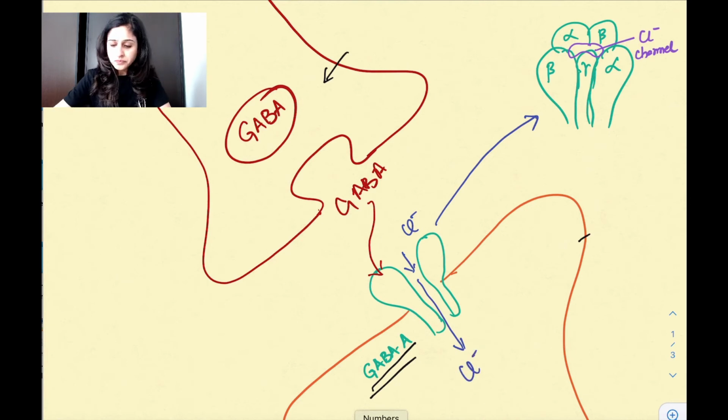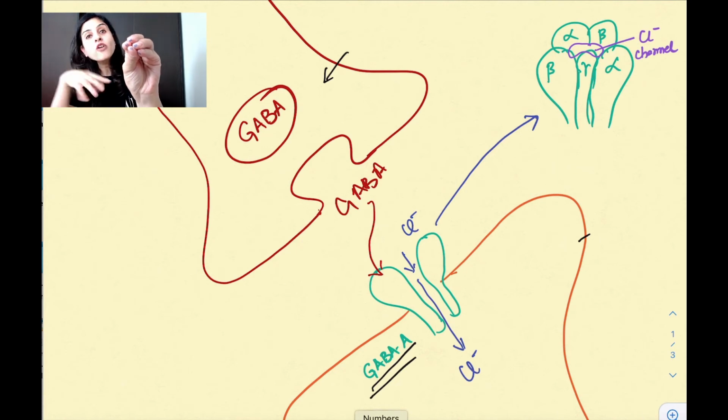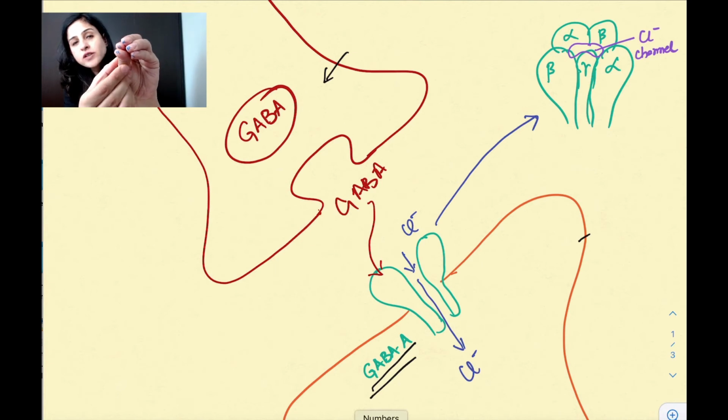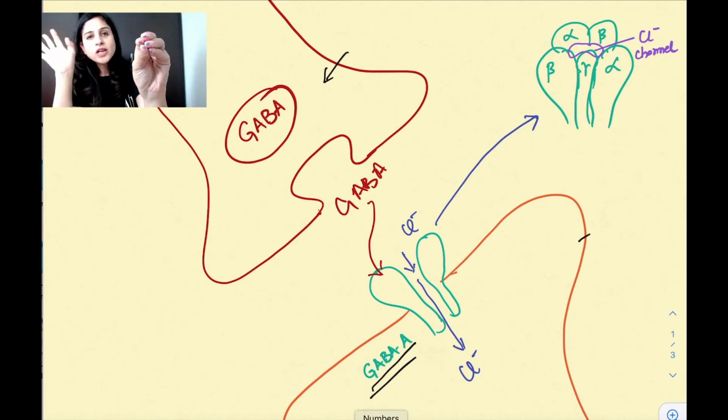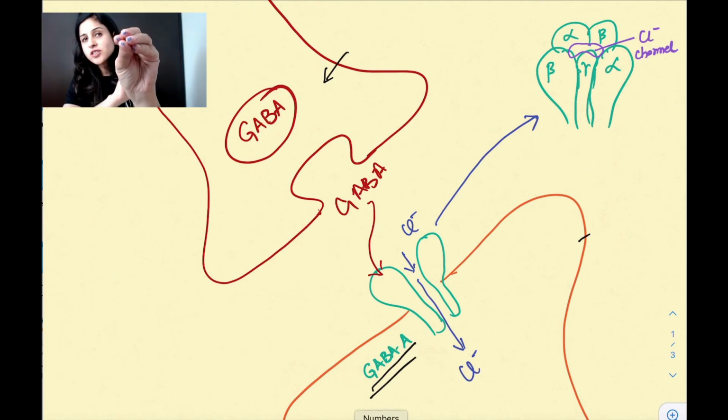Now I'll show you how this actually works. Okay, so if you see my hand, these are 5 fingers and they represent the 5 subunits. So let's say my hand is the GABA A receptor. This is the alpha subunit. Again, there is an alpha subunit. This is the beta and this is the gamma subunit, right? So these are the 5 subunits and in the center we have a chloride channel. But until some agonist or ligand attaches here, this channel is closed.